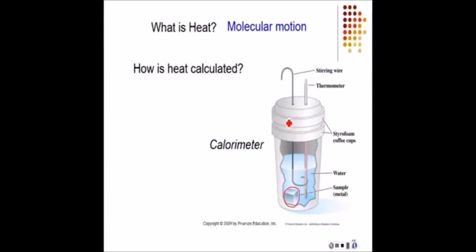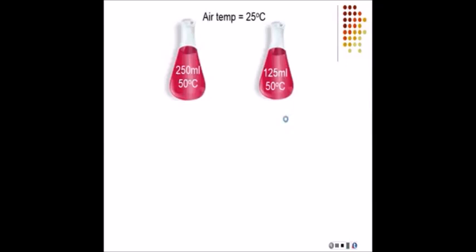So we use a calorimeter to actually measure heat. Now here's a problem we're going to investigate a bit. Let's say we have 250 milliliters of a liquid at 50 degrees, and a smaller amount in another flask at 50 degrees. So they're both at the same temperature. Now the temperature of the room is 25 degrees. Will the temperature of the liquids change over time? What do you think?